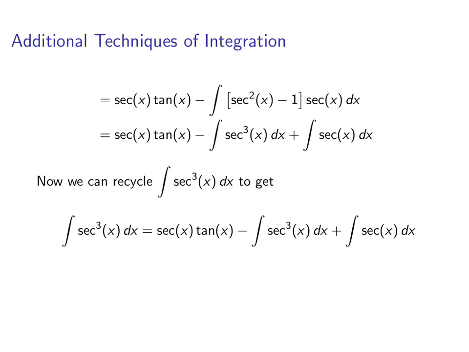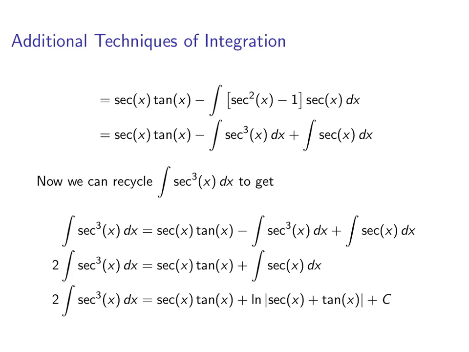So let's write out everything that we have. We have the integral of secant cubed x dx is equal to secant x tangent x minus the integral of secant cubed x dx plus the integral of secant x dx. So since we're recycling, we're going to move this back to the left-hand side. So it should look like this. 2 times the integral of secant cubed x dx is equal to secant x tangent x plus the integral of secant x dx.